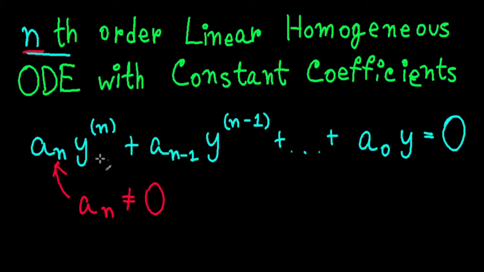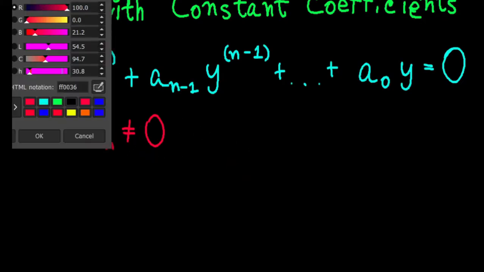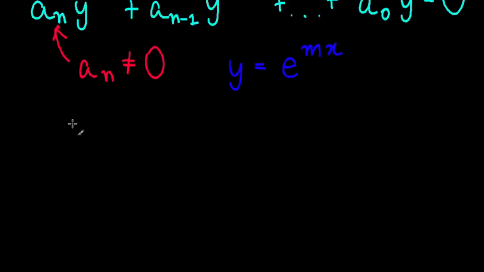All right, so we have this nth order ODE. Using the same substitution that we did a few videos back, trying out the solution y equals e to the power mx, this is actually going to give us an nth degree polynomial. The characteristic equation is going to look something like this.